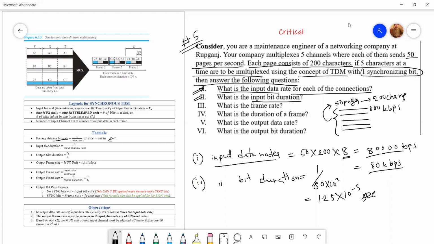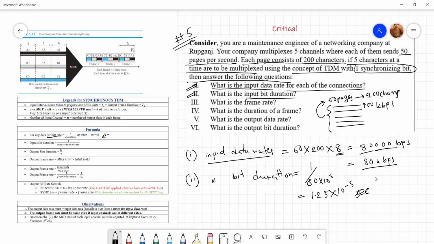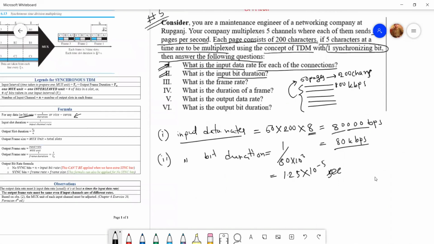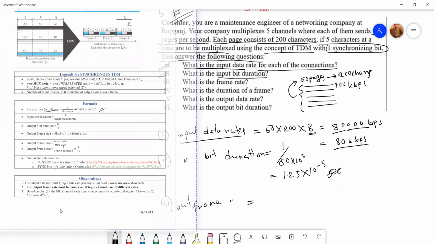Okay. Now for question number 3, what is my frame rate? This is interesting. We know that we have two formulas. The frame rate means the output frame rate, and the output frame rate is going to be one of these formulas.